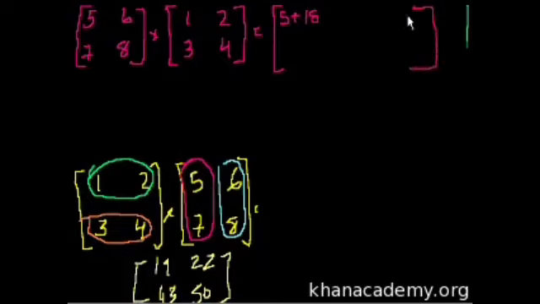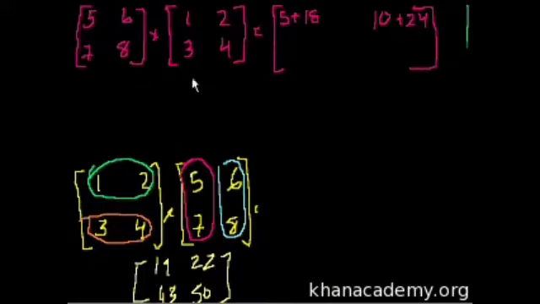What's the second term here? It's going to be 5 times 2 plus 6 times 4. So 5 times 2 is 10 plus 6 times 4. 6 times 4 is 24. Right? And all we did is take this row times this column right here.